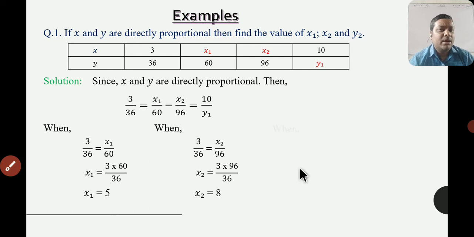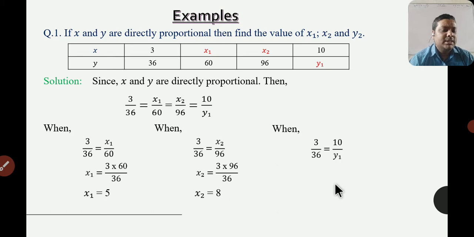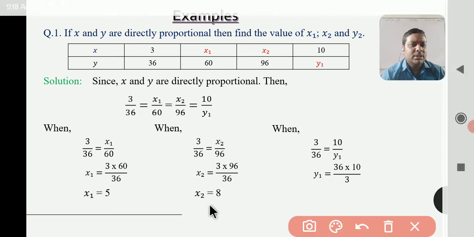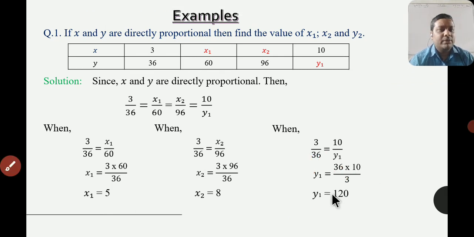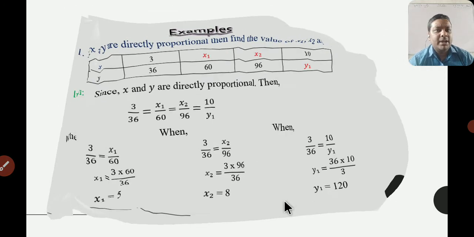Done. Now again we will take 3 by 36 with 10 by y1. In that case again cross multiplication, then we will write 3 into y1, then 36 into 10, then 3 will go that side, then y1 will be alone. Now let's solve it. 3 1 ja 3 and 3 12 ja 36. Now only the denominator is 1, so no value. So 12 into 10 will be 120, and this is the value of y1. Okay. So I hope that you all have understood, students. So now let's solve another question.